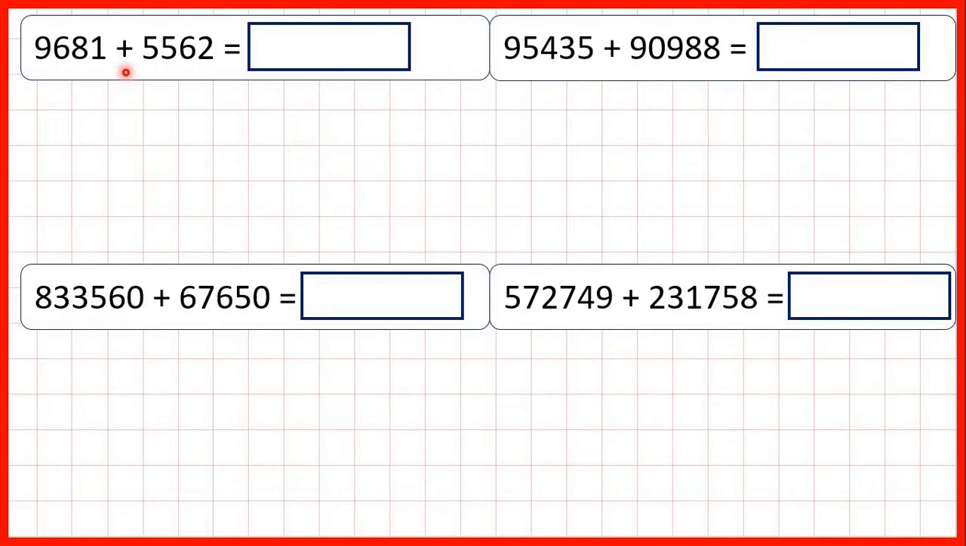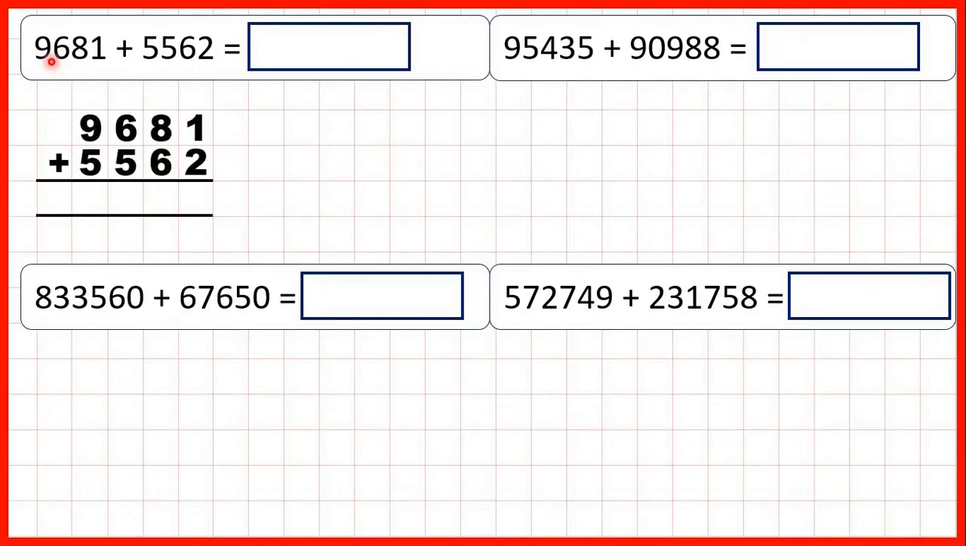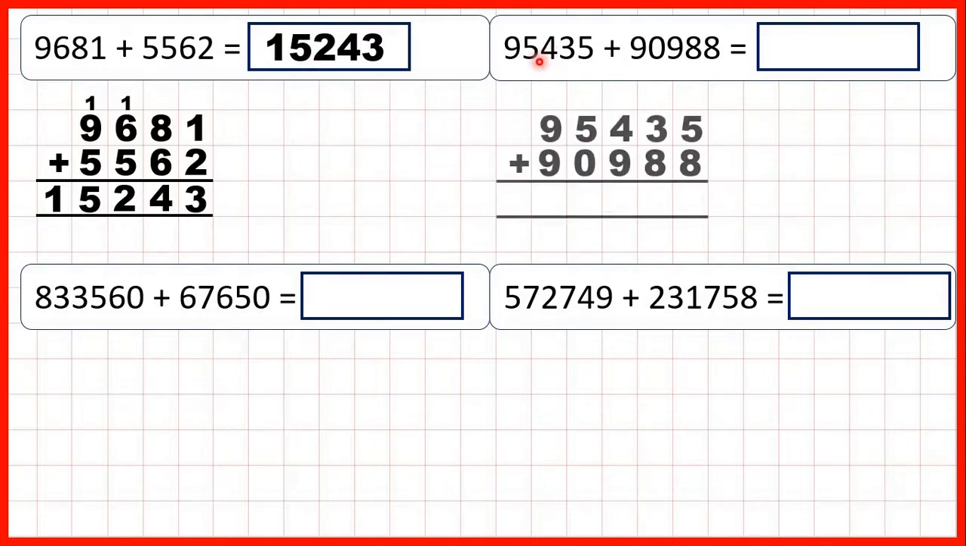Now we need to add using column addition. First we have 9,681 plus 5,562. We start by adding the smallest place values first, so we start on the right. 1 plus 2 is 3, 8 plus 6 is 14, but that's a 2-digit number, so we need to write 14 as 1 4. 1 plus 6 plus 5 is 12, so that's 1 2, and then 1 plus 9 plus 5 is 15. Our answer is 15,243.